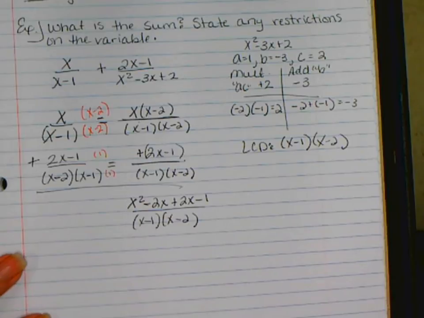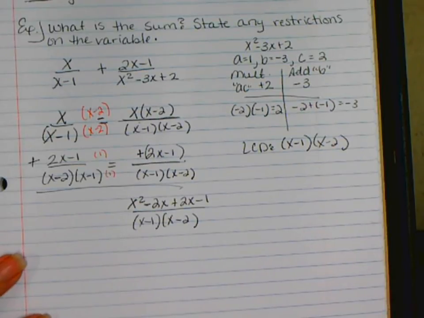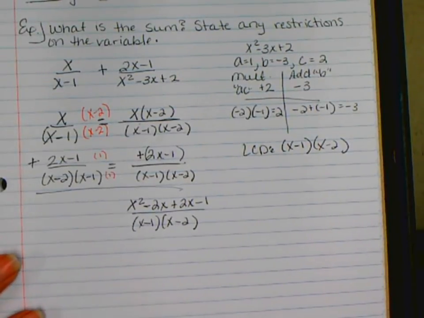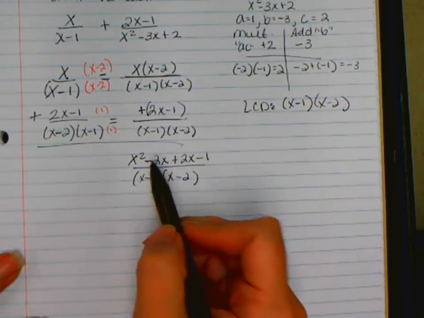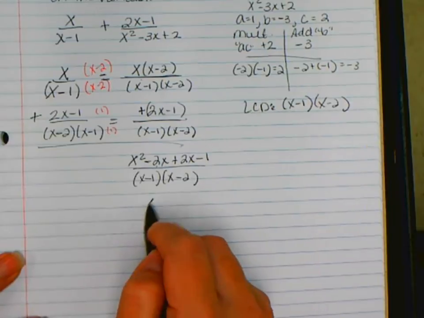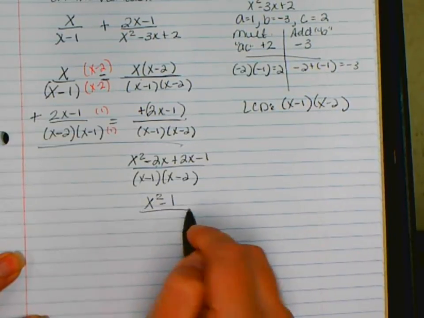Now, my numerator's in standard form, well, almost. I can cancel out some terms there. And my denominator's in factored form. We need them both to be in factored form so we can see if there's anything else we can cancel out. All right? So in my numerator, I can see negative 2x and positive 2x make 0. So I'd be left with x squared minus 1.